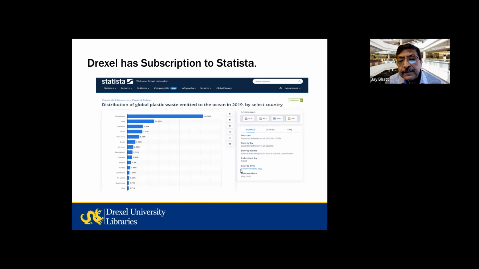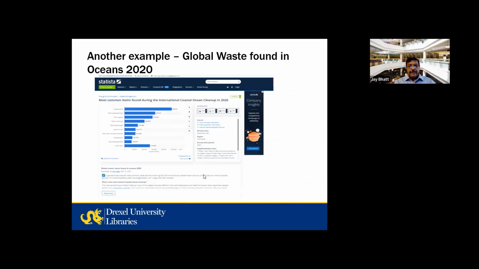Interestingly, this is also linked to ourworldindata.org. So Statista is also linking to this particular site. This shows how different data repositories are linked among different data sets, pointing in other directions so that you can discover data.